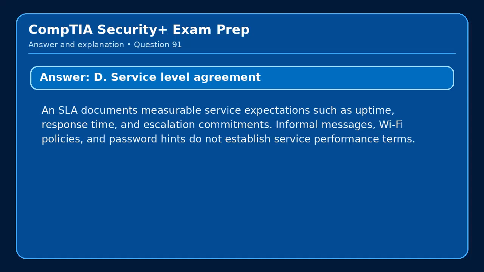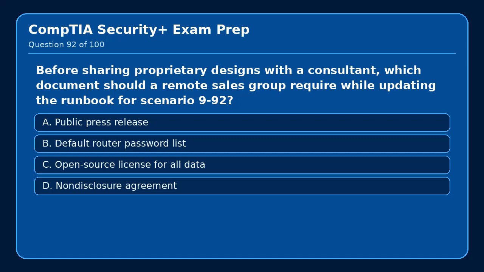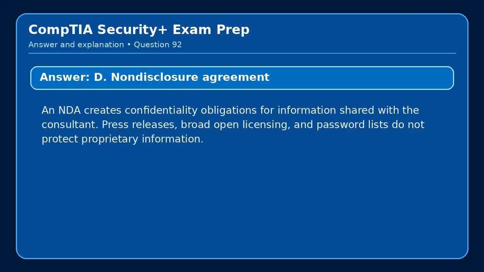Question 95. Which assessment is performed by an independent party to evaluate a call center's controls while preparing a remediation plan for scenario 9 to 95? A. Uncontrolled self-editing of logs. B. External audit. C. Casual hallway conversation. D. Unplanned production reboot. Take a moment to choose your answer. The answer is B. External audit. An external audit uses an independent reviewer to assess control design or operation. Self-edited logs, informal conversations, and reboots are not independent control assessments.